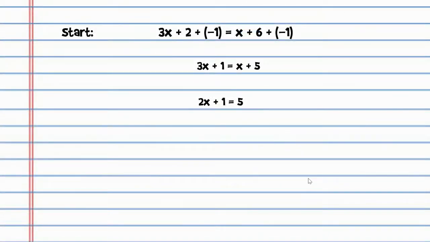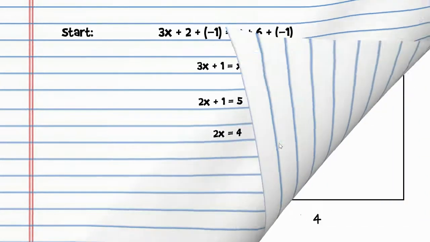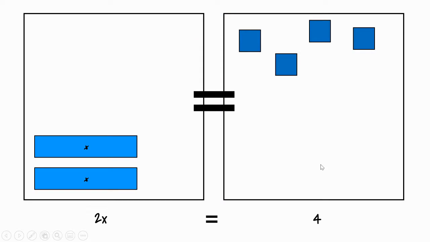All right, so after isolating the constants onto the right side of the equal sign, I'm left with 2x is equal to 4. Remember, I don't want 2x is equal to something. I want x is equal to something. So I need to get these two x's apart.